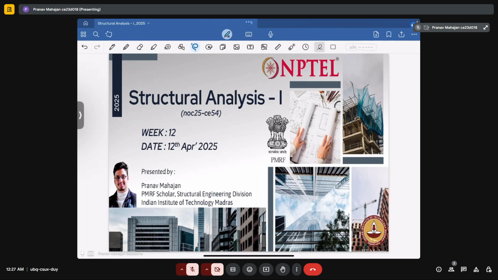Whether that beam, truss, or frame is statically determinate or indeterminate, we have different methods to solve them to get to know what the shear force and bending moment are that are generated at different points of the section.